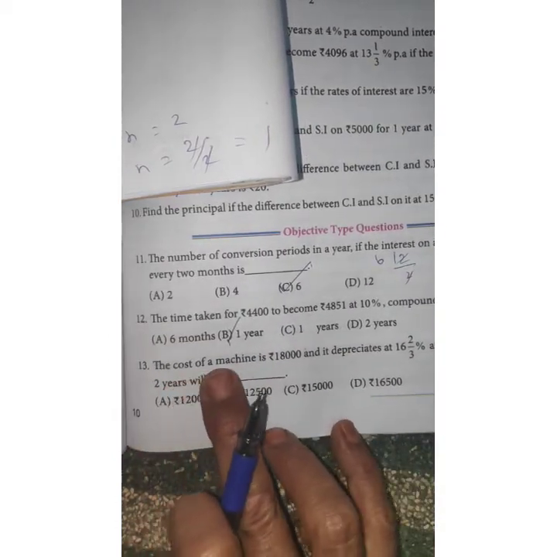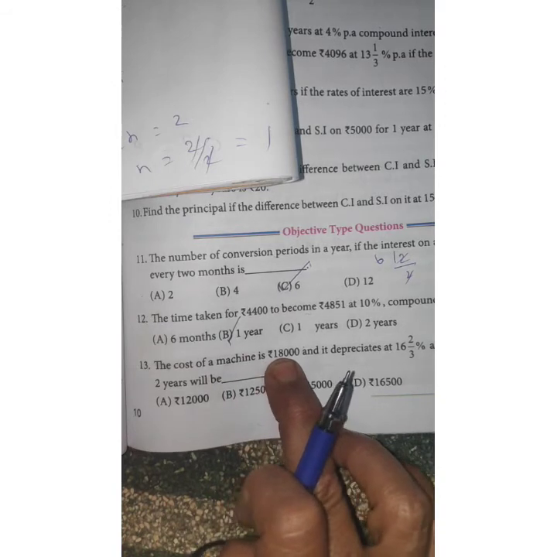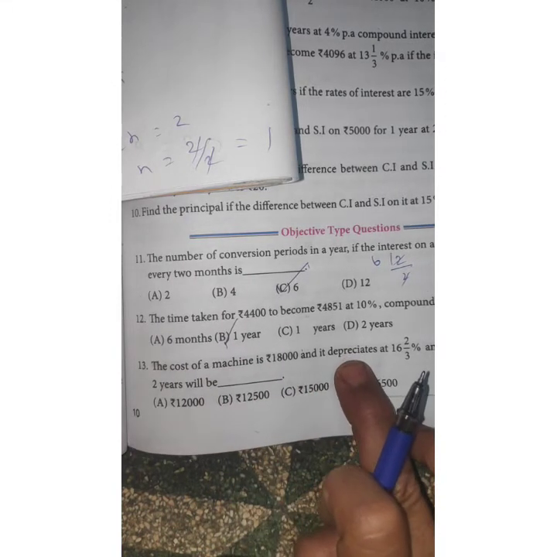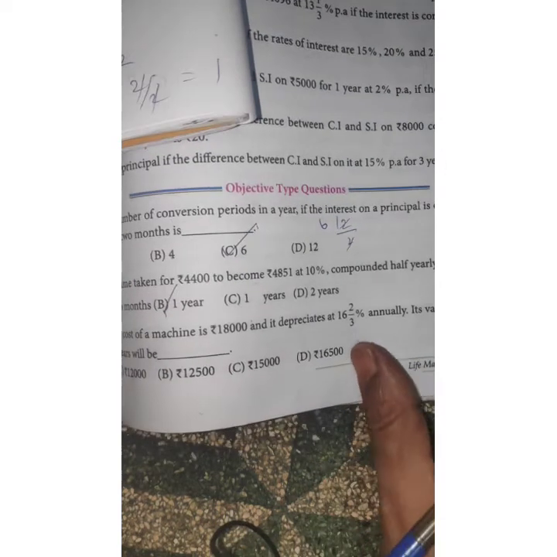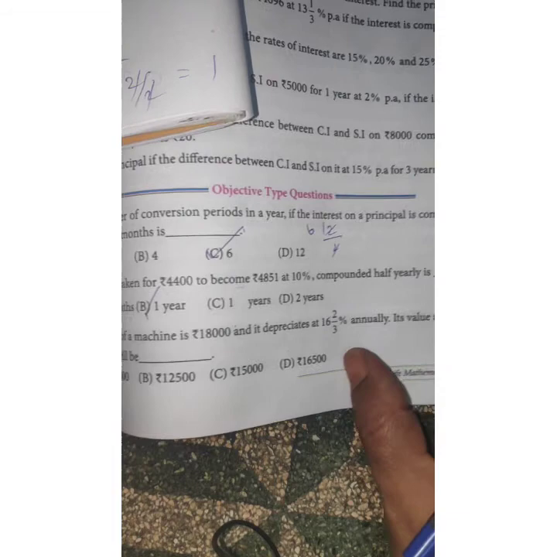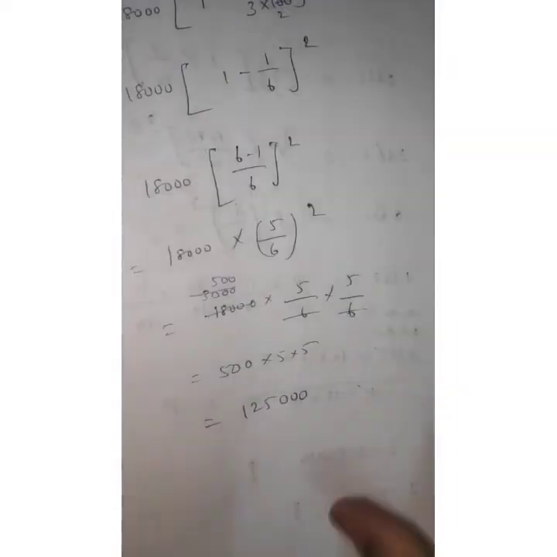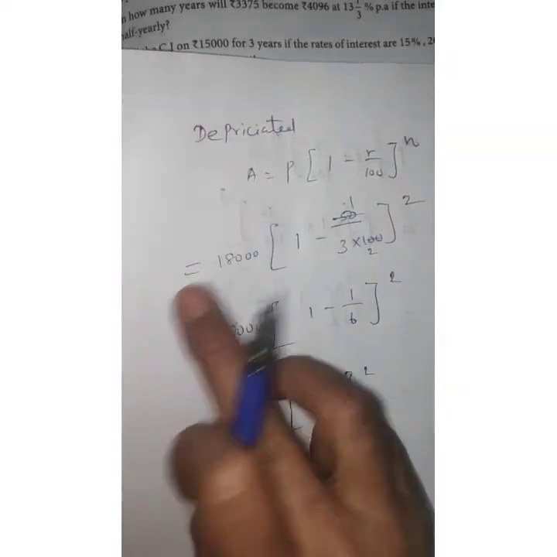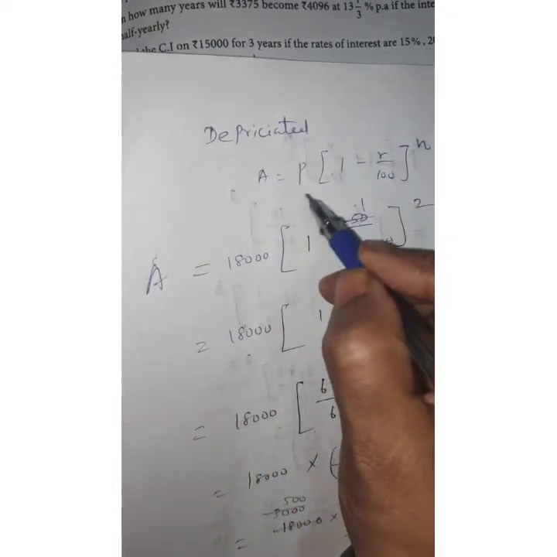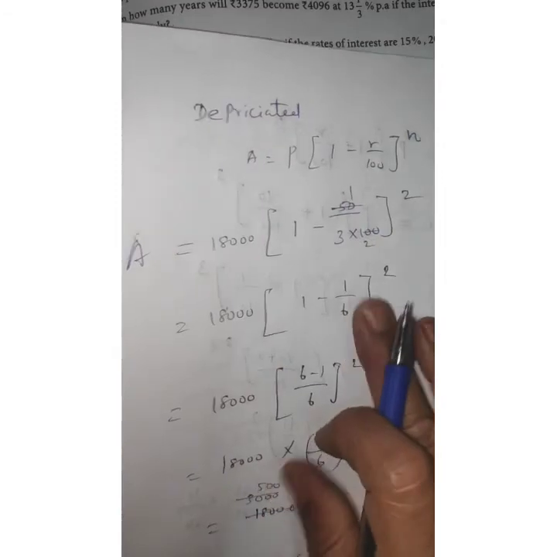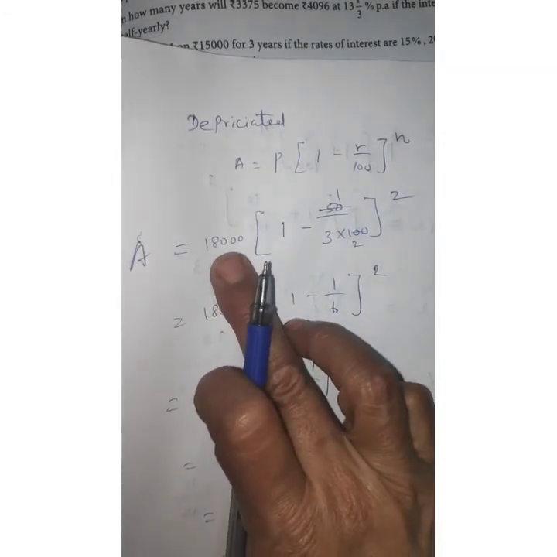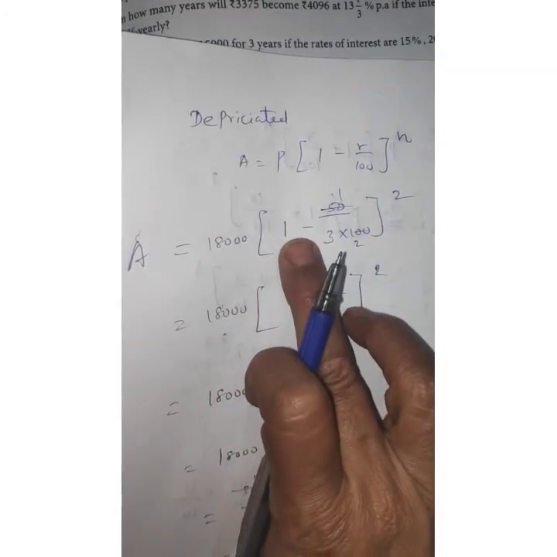Next question. The cost of a machine equal to 18,000 and it depreciates at 16 2 by 3% annually, its value after 2 years will be dash. See here, we want to use the depreciation formula: A equal to P into 1 minus R by 100 whole power n. Principal amount equal to 18,000. Start the bracket 1 minus.